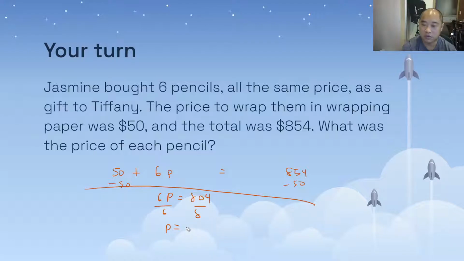P equals 804 divided by 6. 6 goes into 8 once, 1 and 2, 23, 24. Yeah. If I do it harder, oh, look at that. If I push down harder, it makes it thicker. All right, $134.